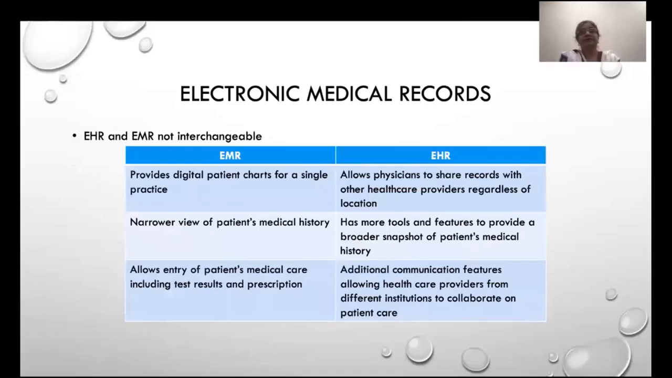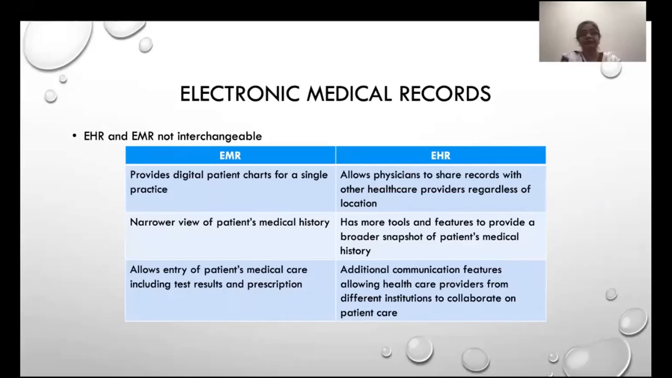Now, to differentiate the two very clearly, once again, I'll differentiate through this table. Electronic medical records provide digital patient charts for a single practice, whereas EHR allows physicians to share records with other healthcare providers regardless of location. EMR is a narrower view of the patient's medical history, whereas EHR has more tools and features to provide a broader snapshot of the patient's medical history.